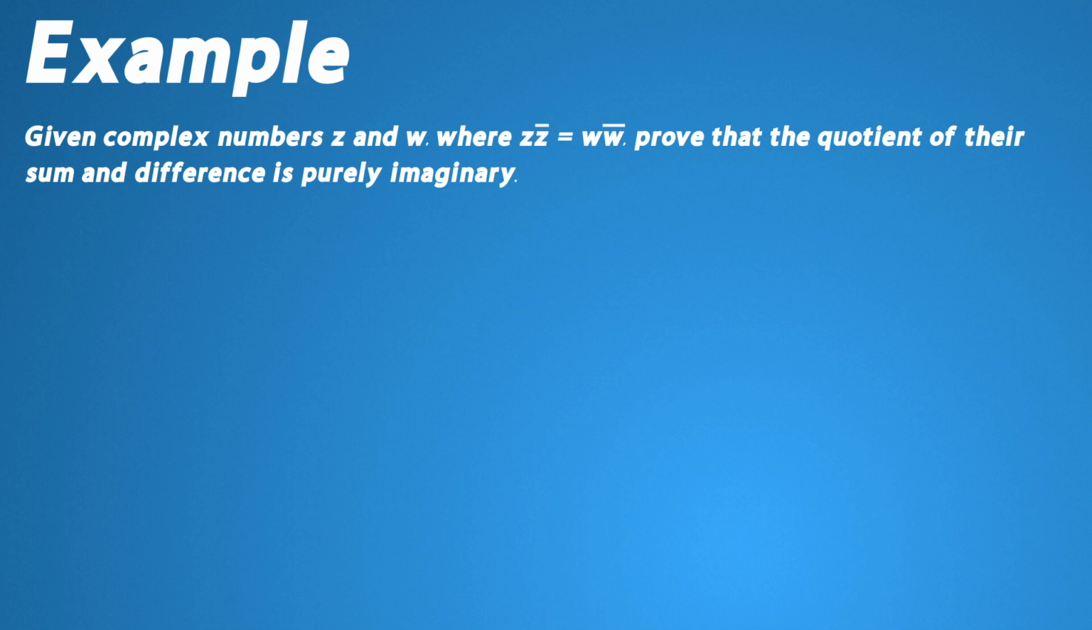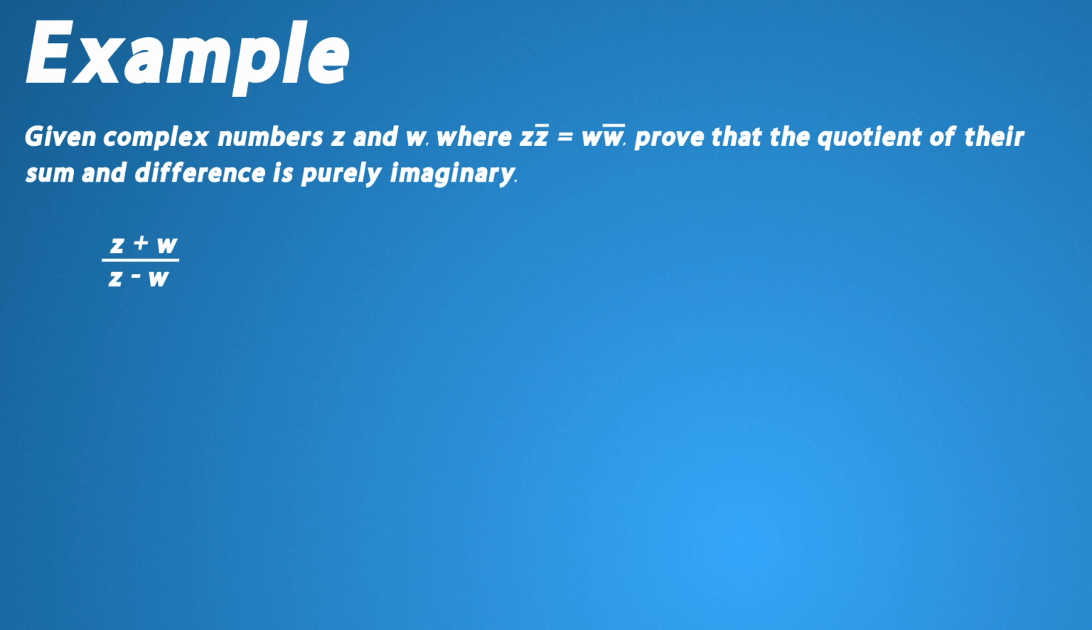Sounds daunting. The bit that's going to be important here is unpacking, well, what did that last bit just say? The quotient of their sum and difference. Well, quotient's just a fancy word for a fraction. And we're talking about their sum and difference, their addition and subtraction. So what we want to look at is the fraction z plus w over z minus w. And they're asking us to show that that's purely imaginary.